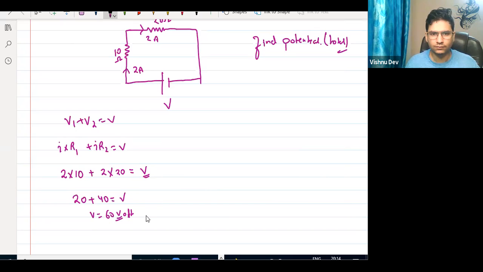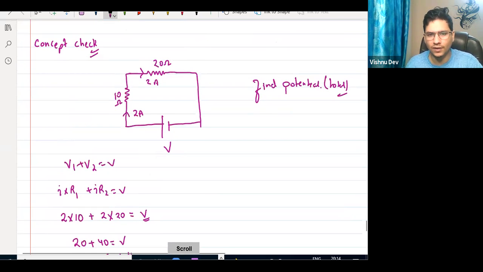Sir, instead of this method, I just use the formula, sir. Resistance is equal to voltage by current. But here there are two resistances, so I just added them orally. That is the shortcut, right? I will teach you the shortcut now.